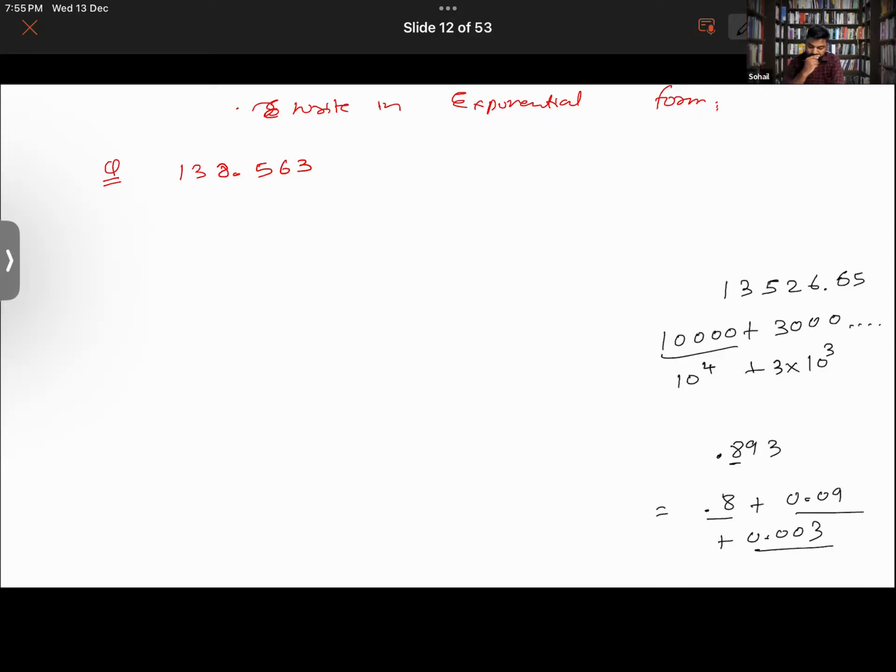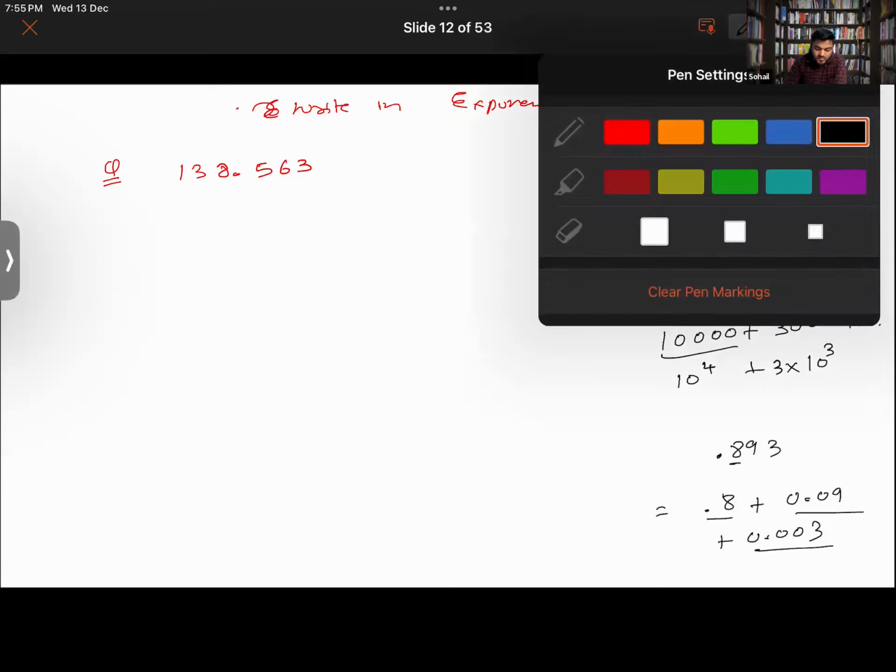So 9 into 10 raised to the power minus 2. Again, repeat. So 9 into 10 raised to the power minus 2. That is just for 9 now. 8 के लिए क्या होगा? For 8, it will be 8 into 10 raised to the power minus 1. And for 3, it will be 3 into 10 raised to the power minus 3. Right. Okay.